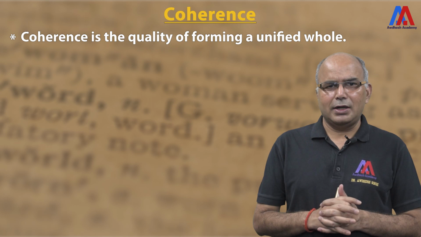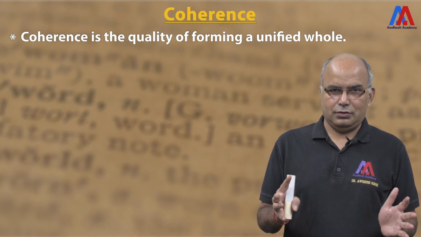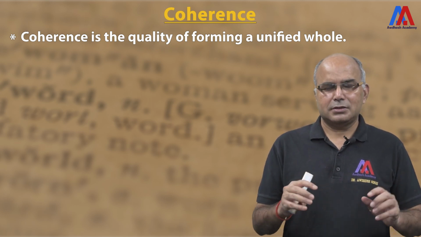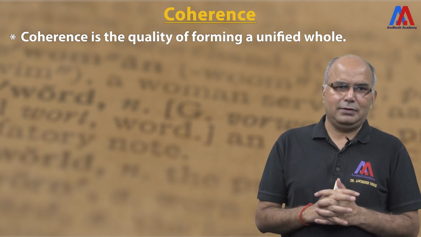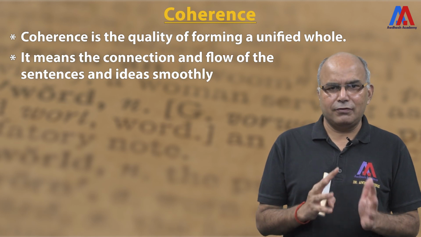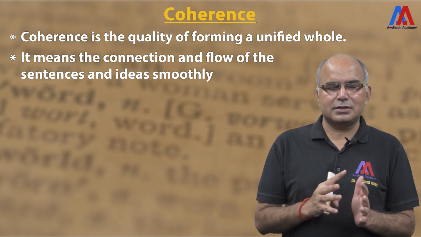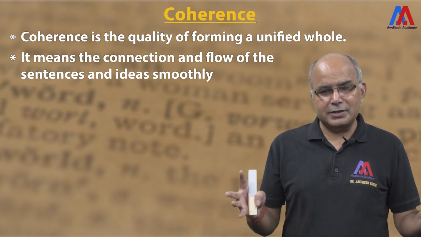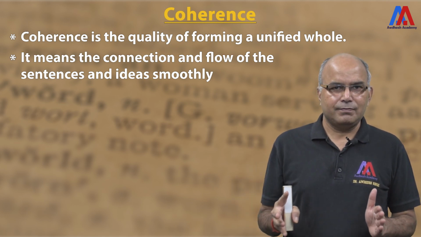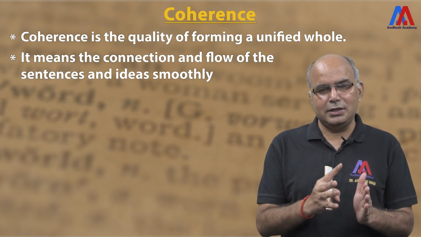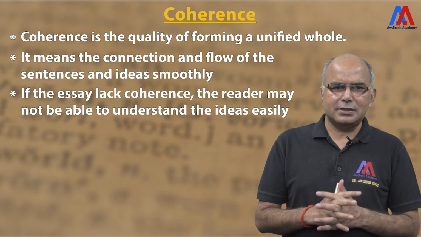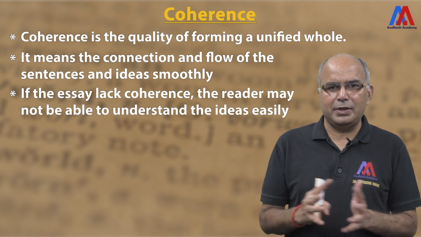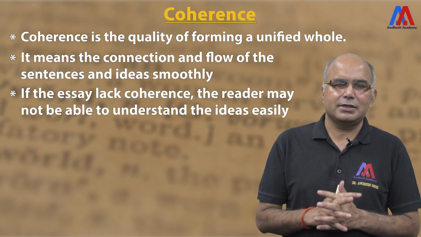So what is the meaning of coherence? Coherence is basically the quality of forming a unified whole. That means the different things should be connected, stitched together as one whole thing. It means the connection and flow of the sentences and ideas smoothly. So when we write different sentences even within the same paragraphs, it has to smoothly transition from one idea to another idea. If the essay lacks coherence, the reader may not be able to understand the ideas very easily.